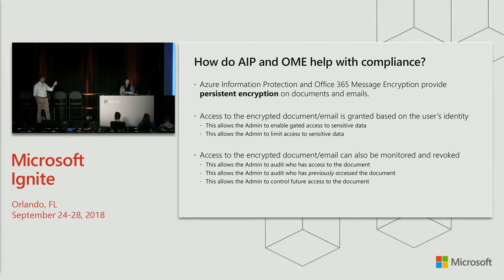What you can do is monitor and revoke that data if required, which means you can audit who has had access to that data. You can monitor and decide who will have access to that data in the future, and revoke data access to folks who had previously access to it, which means one time you grant access, it's not permanent. You have a continual access audit to it, and you can change that level whenever you feel like. That is control over your data that you previously never had. AIP does this for documents, and OME does this for emails.